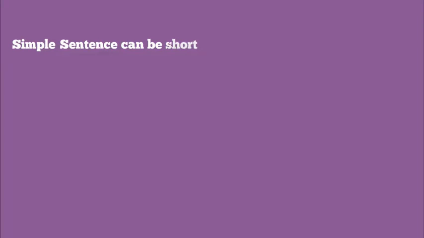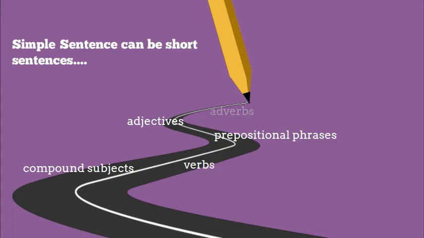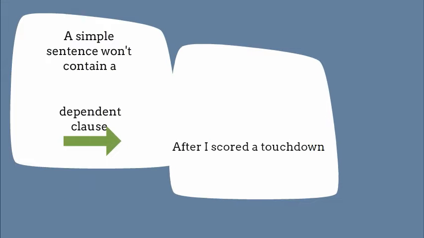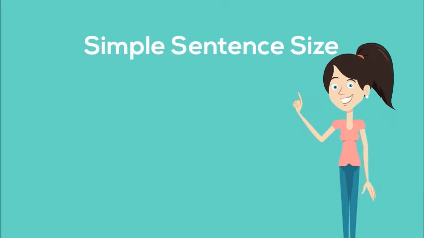Simple sentences can be short, but they can be lengthy if they have compound subjects, verbs, prepositional phrases, and adjectives and adverbs. However, a simple sentence will not contain a dependent clause, which is a group of words that begins with a subordinating conjunction and is followed by a subject and verb. When you read it, it does not express a complete thought, so it is not a sentence that can stand alone. Let's look at examples of simple sentences that range in length.